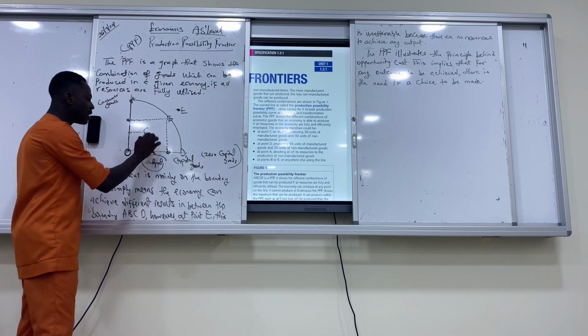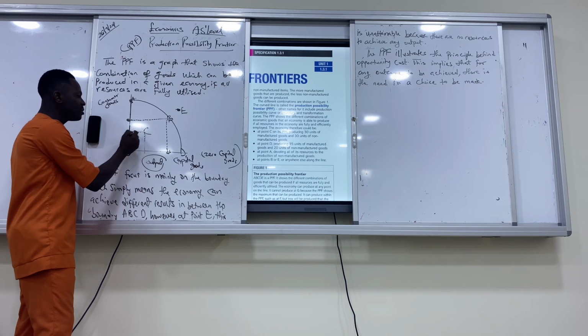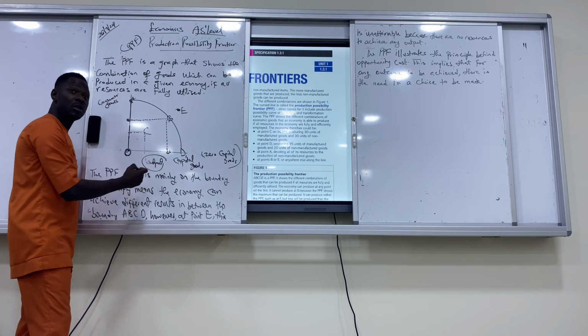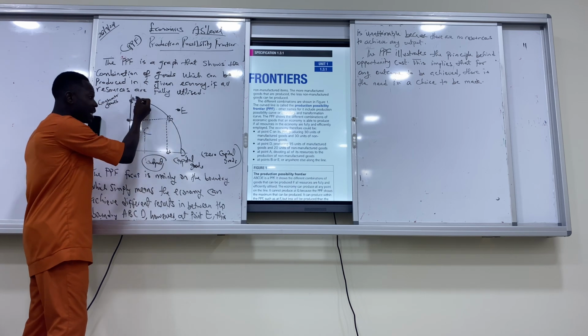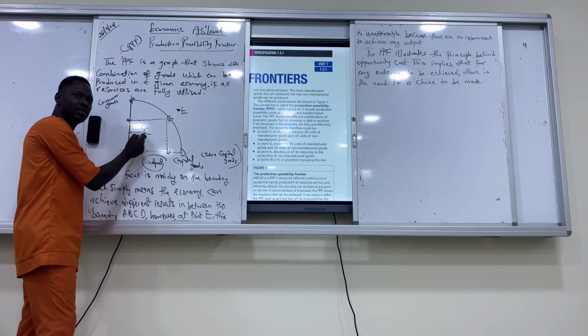So point C means that we are producing few consumer goods and few capital goods, whereas we can produce at D, at B, at A. Why are we staying here?